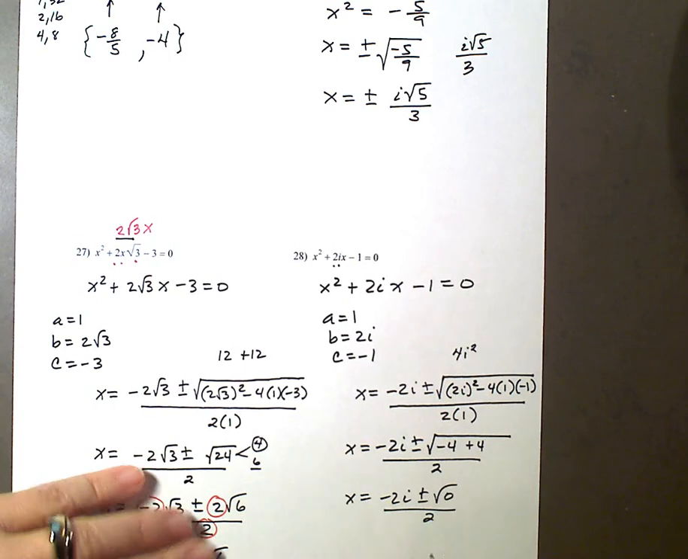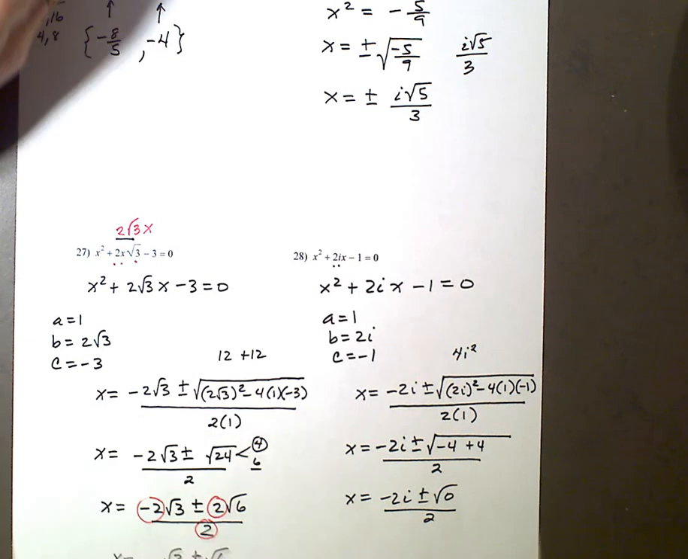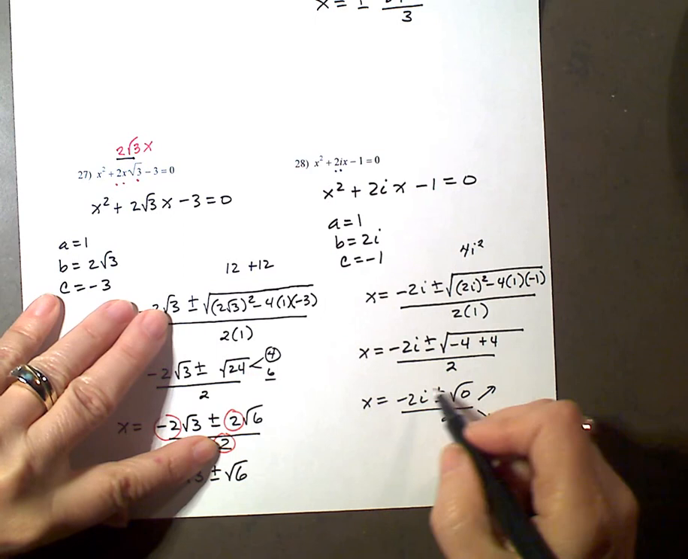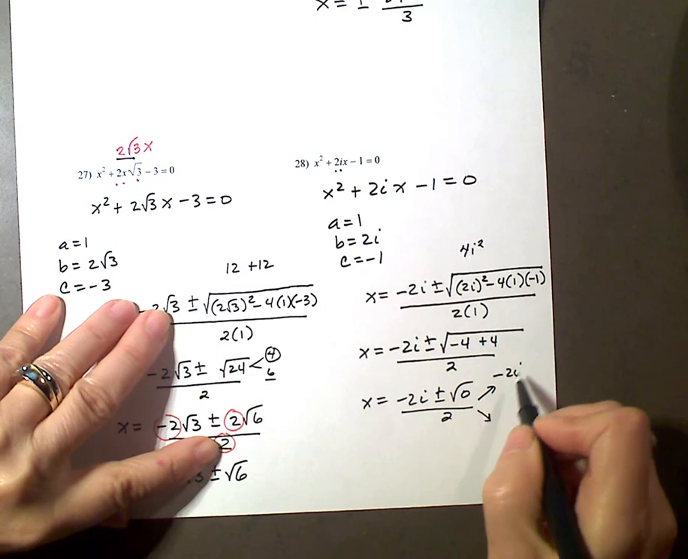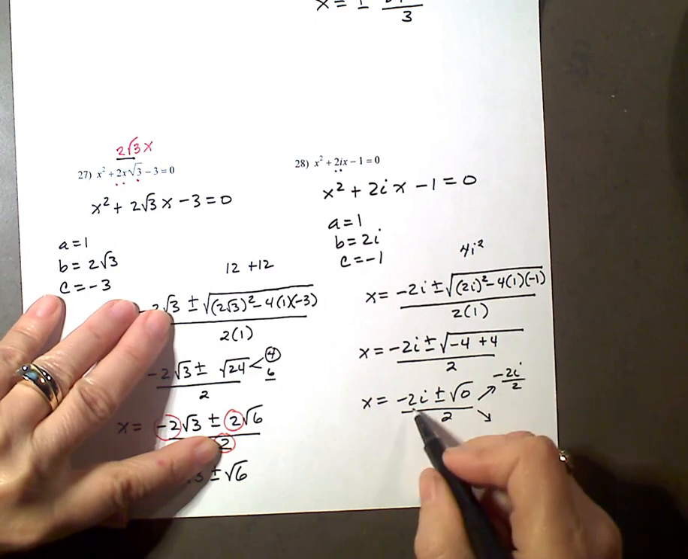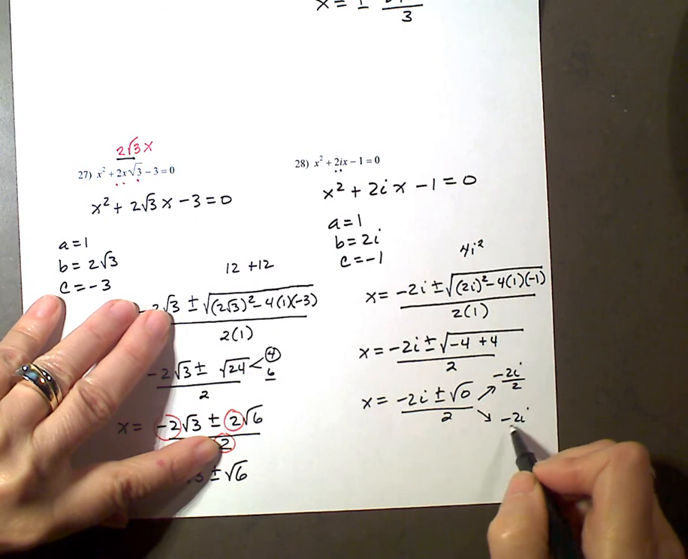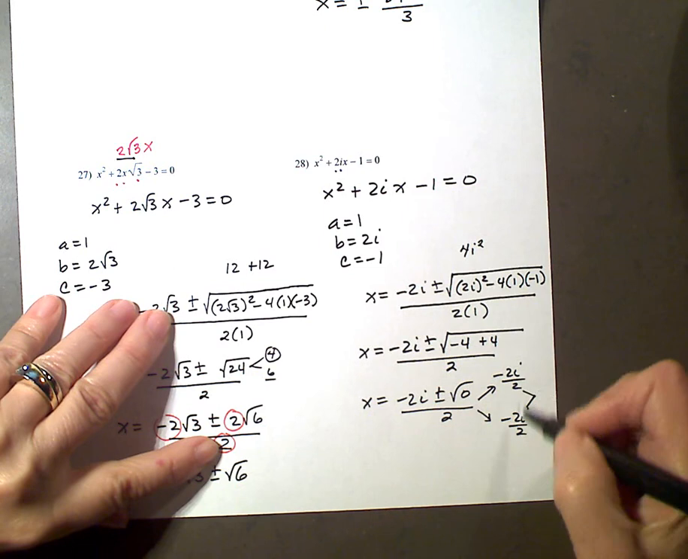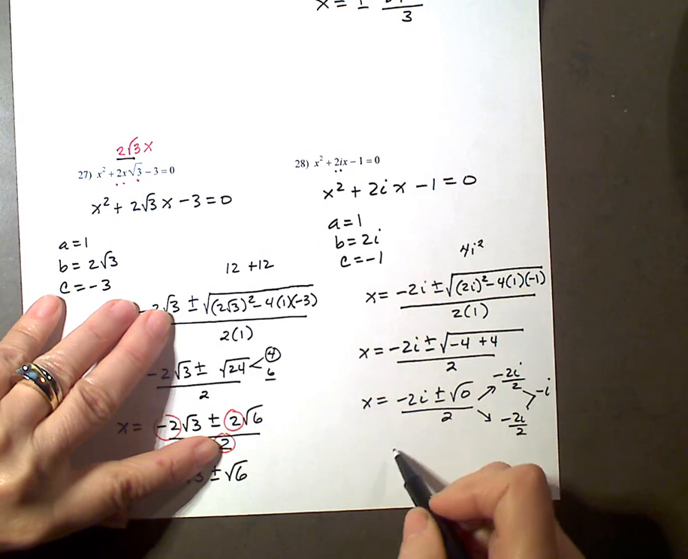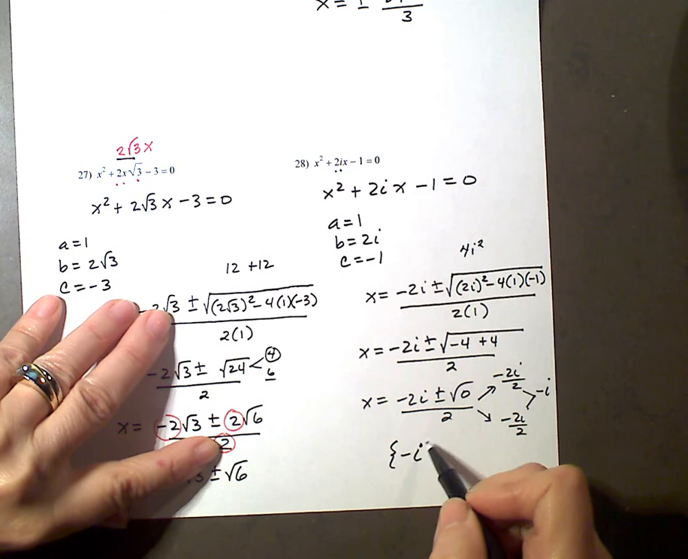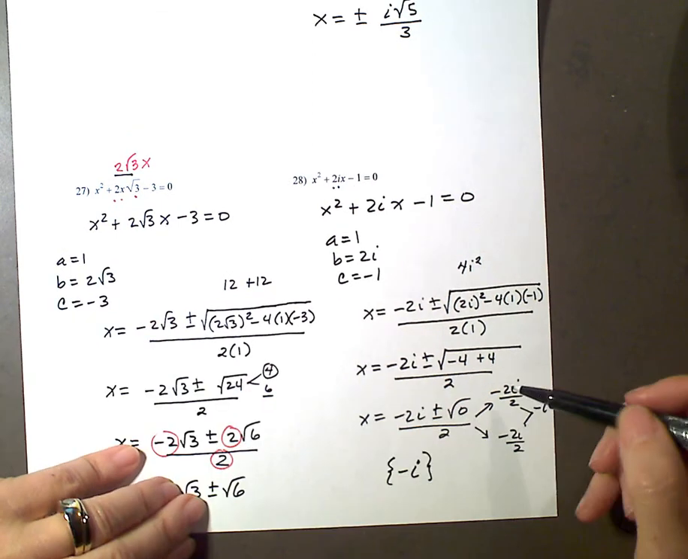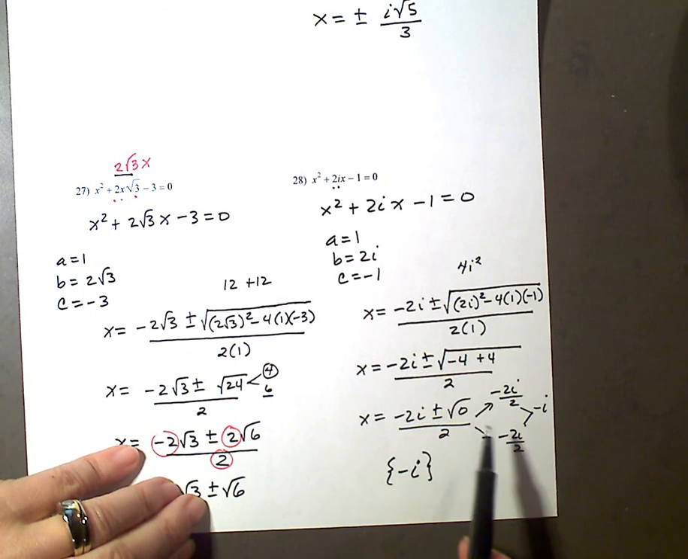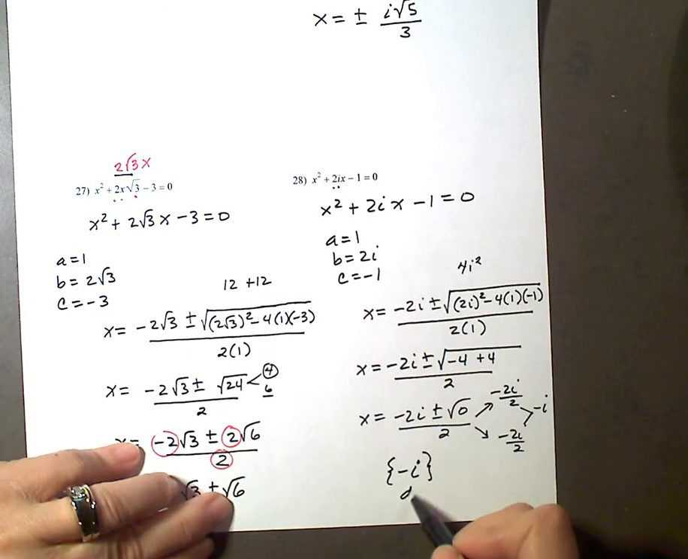So the square root of 0, plus and minus are the same. Either way, I have negative 2i over 2 or negative 2i over 2. So it's a double root. And we can see that these are both just negative i. So my solution set on this is just negative i, because when I cancel the negative 2 over 2, I get a negative 1i. It's a double root. I'm going to put, double root.